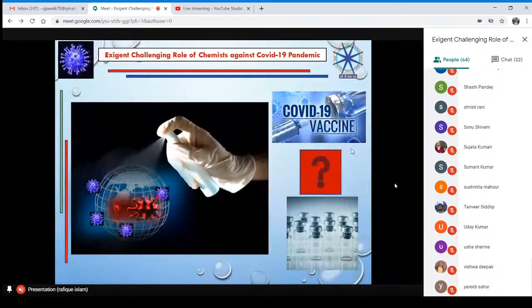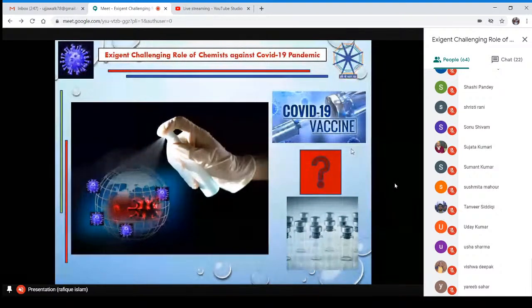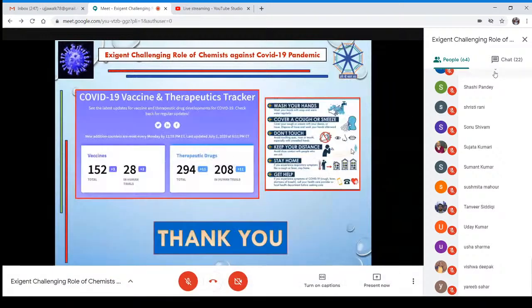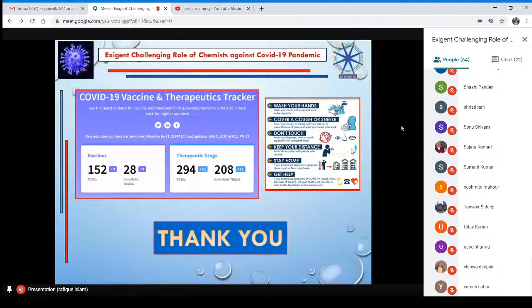10 more vaccines are in phase 2 and phase 3 trials. We may hope we have a vaccine for COVID-19 very soon, by December 2020 or early 2021. But the issue is the mass vaccination of a country like India. So we have 1.3 billion populations.